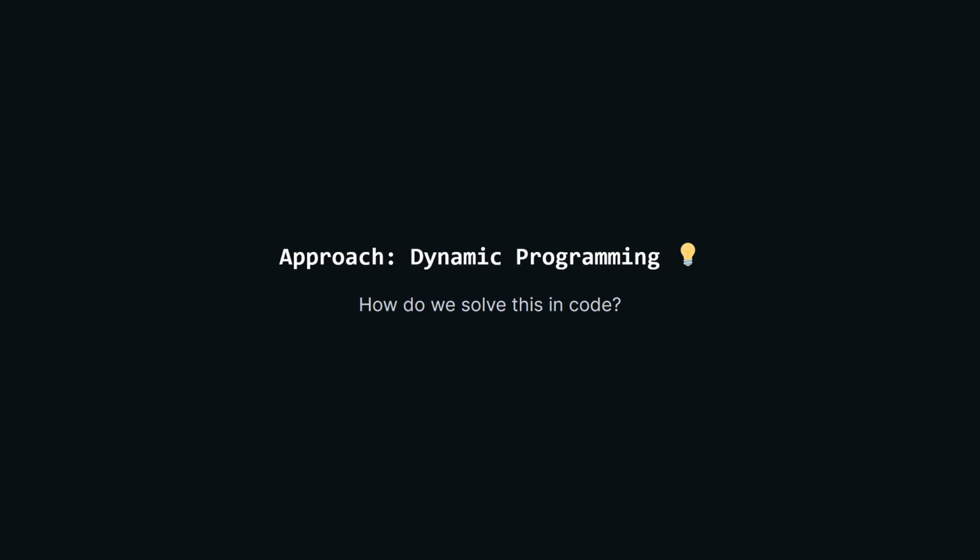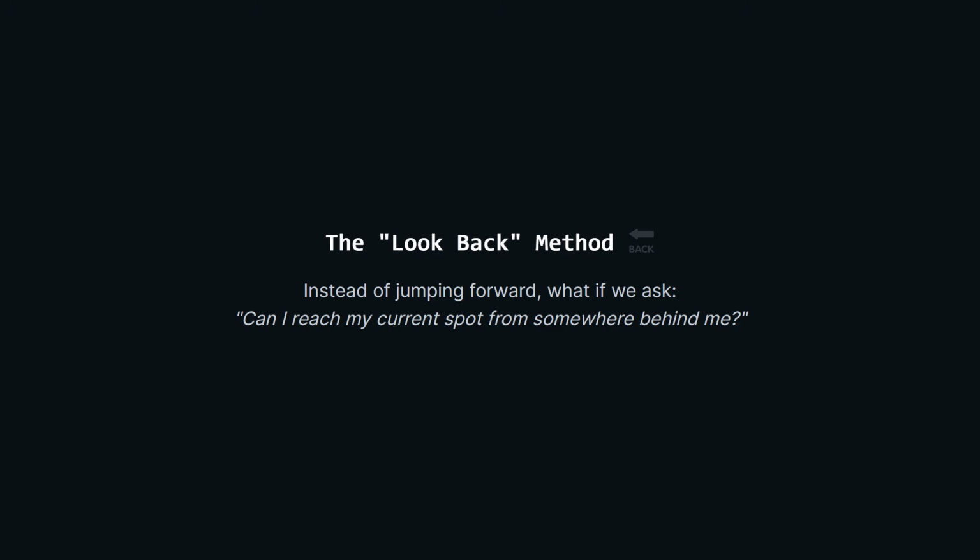So how do we actually write an algorithm to figure this out for massive strings? A great way to think about this is dynamic programming. Instead of simulating jumps forward, we go spot by spot and ask, is it possible to reach this current spot from a valid spot behind me?